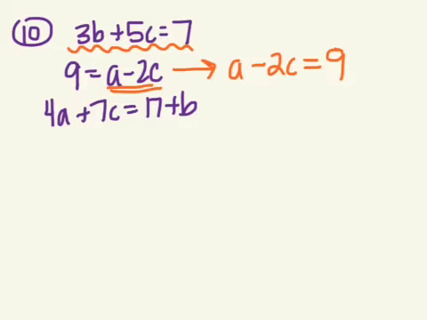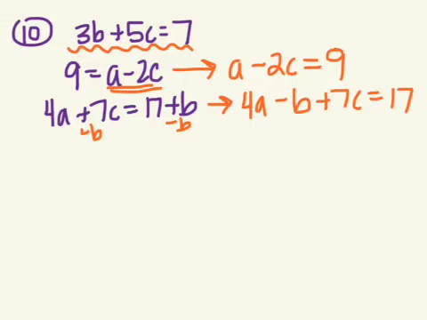And then for this third equation, really all we have to do is subtract B over to the other side. So this one will look like 4A minus B plus 7C is equal to 17. From there you can write your matrix equation.